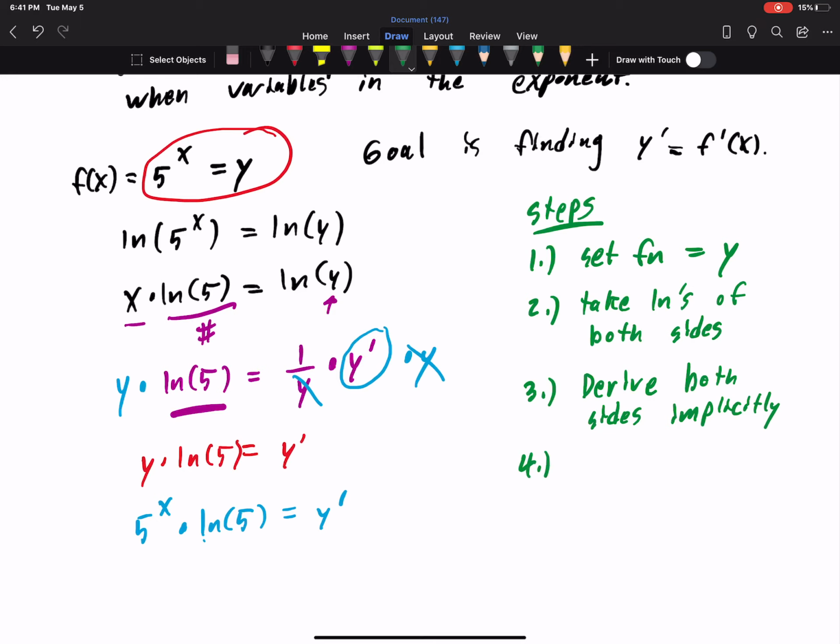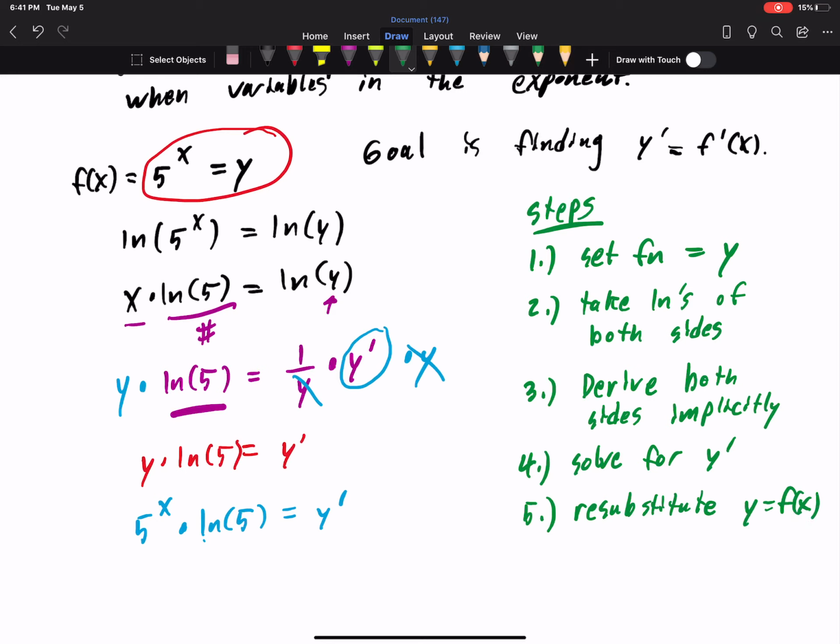And then the fourth step was solve for y prime. And then the fifth step, which you can kind of combine with the fourth step, is resubstitute. Substitute y is equal to your function.